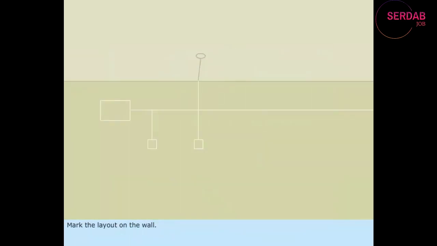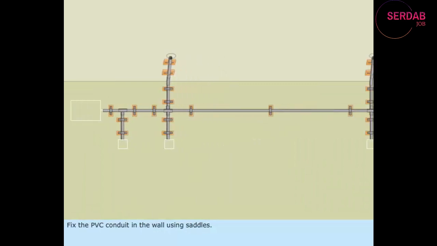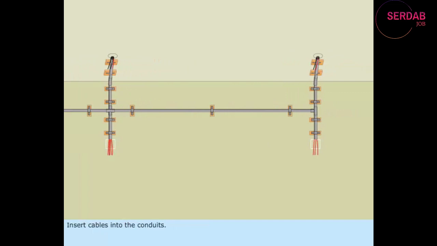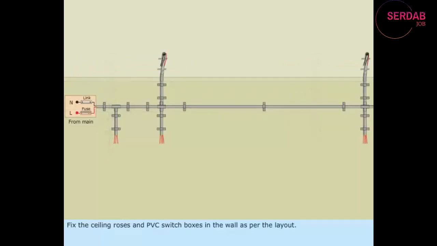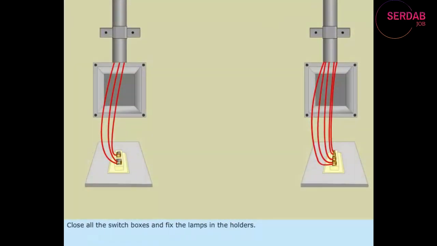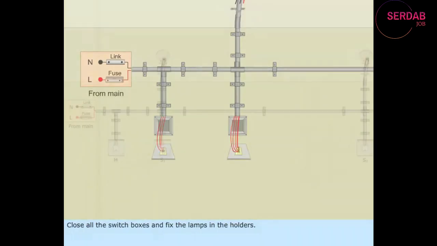Mark the layout on the wall. Fix the PVC conduit in the wall using saddles. Insert cables into the conduits. Fix the ceiling roses and PVC switch boxes in the wall as per the layout. Make the connections as per the wiring diagram. Close all the switch boxes and fix the lamps in the holders.